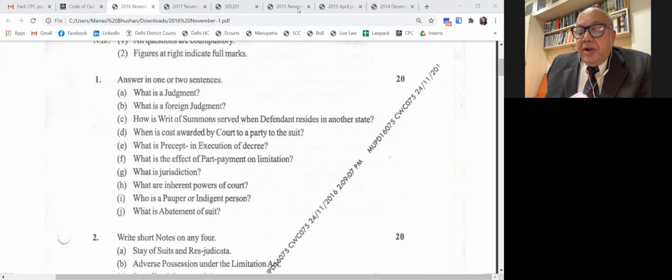Then who is a pauper or indigent person? That we dealt with yesterday under Order 33, need not go into it.